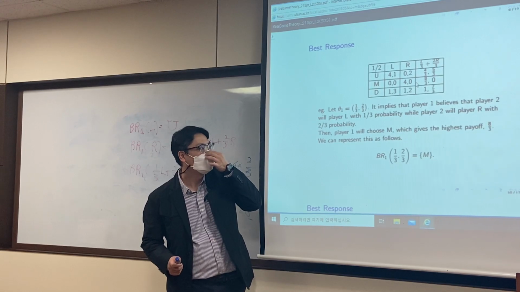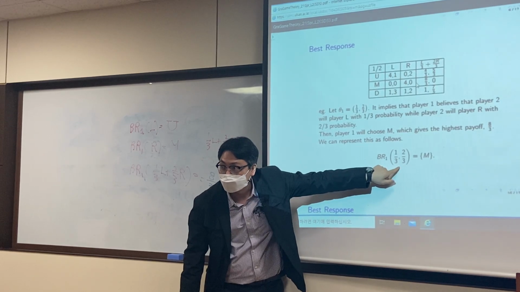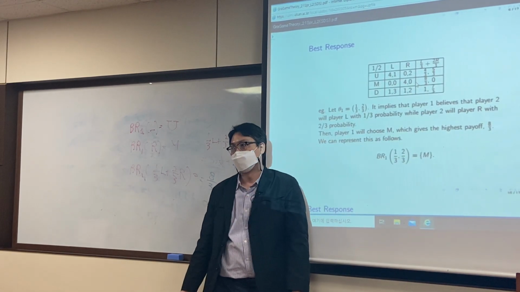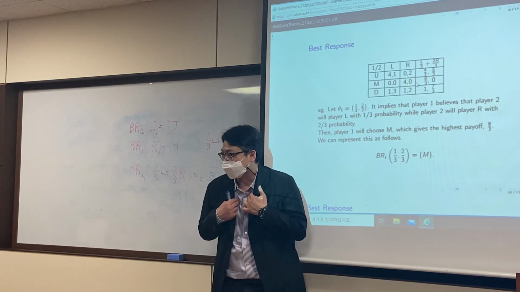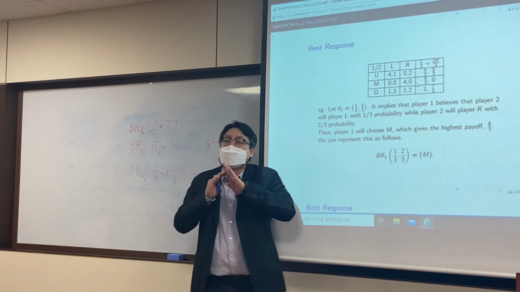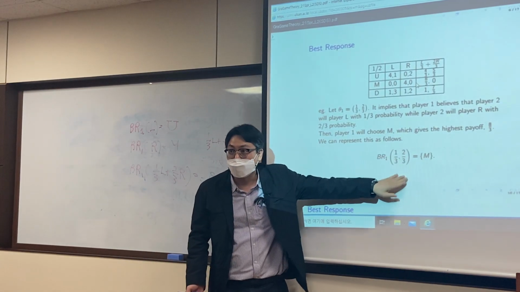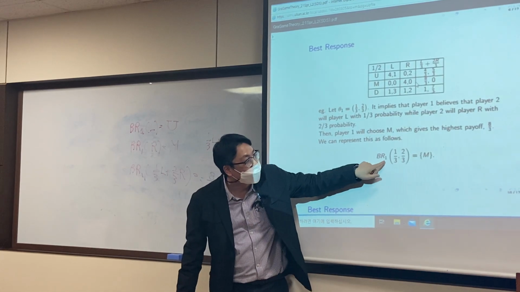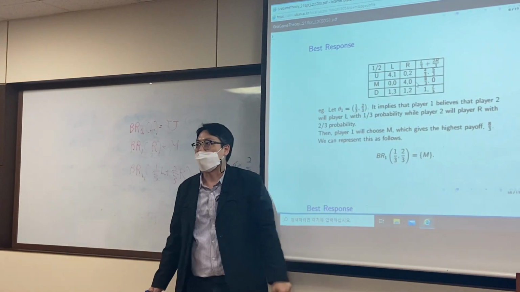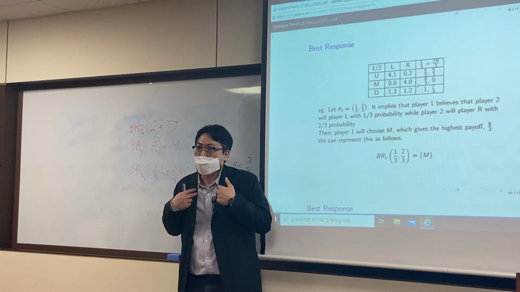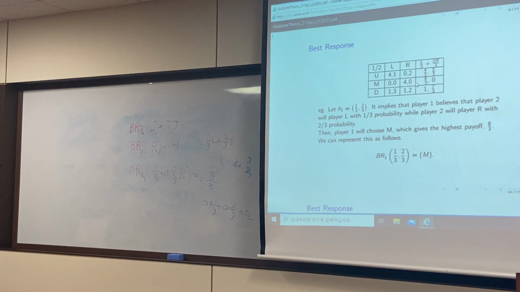Then, if I believe the second player is playing like this, I'm going to choose M, right? Because I'm a rational person. It doesn't matter why I have that kind of belief. If I have this belief, based on that belief, I'm going to choose M because M is the best response for me. Okay? Then, based on this idea, we may say like this.